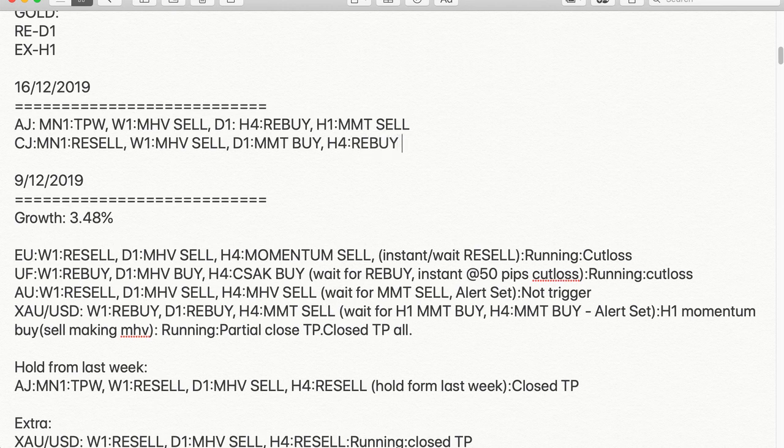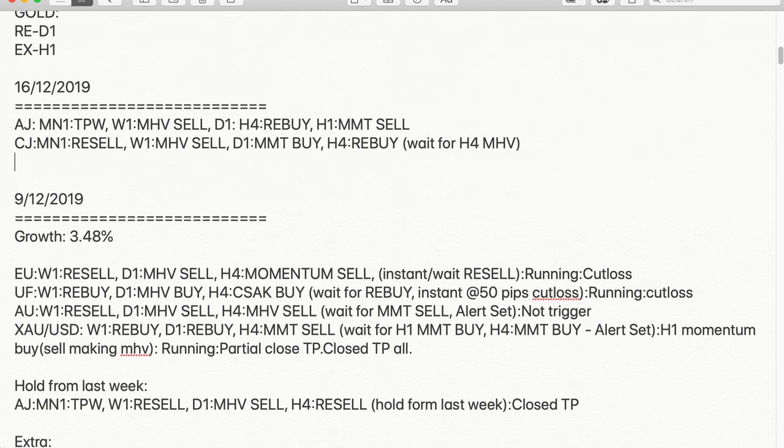Okay, so what we do, we wait for D1 H4 MHV. Okay, so if we enter at H4 MHV, our risk will be very low. And best also we need to see H1, whether there is some momentum in H1. Okay, so that's CAD JPY. Then the next pair we want to look at is Euro CAD.